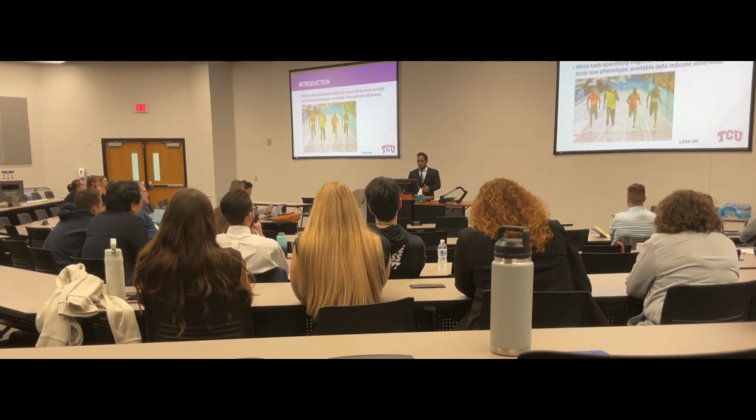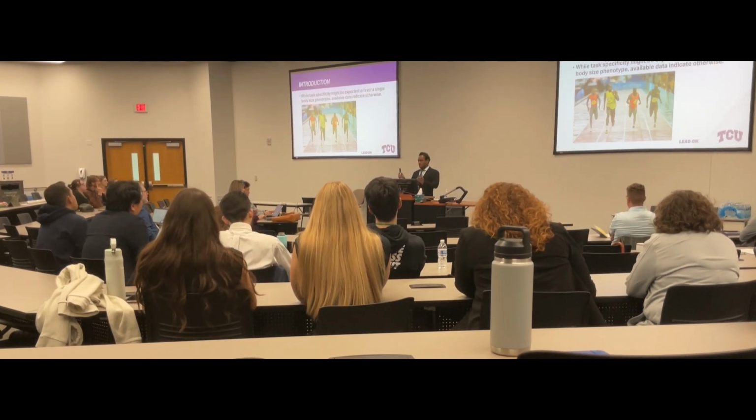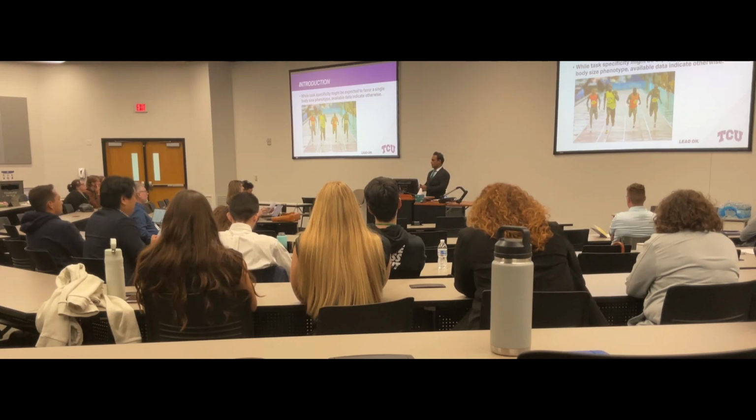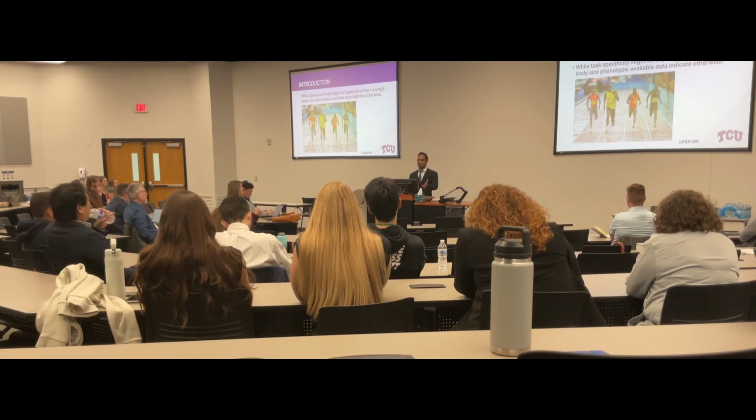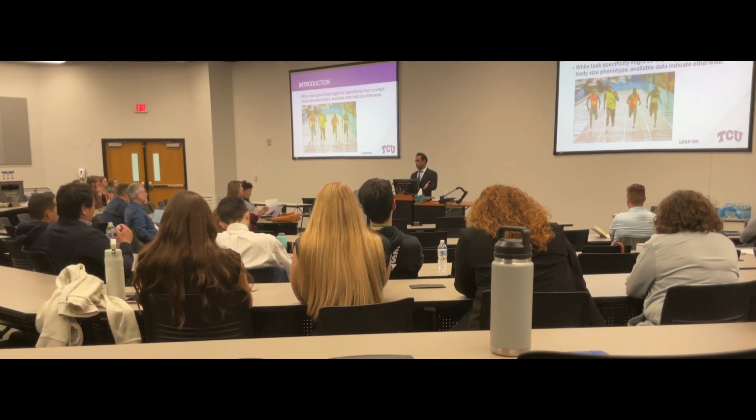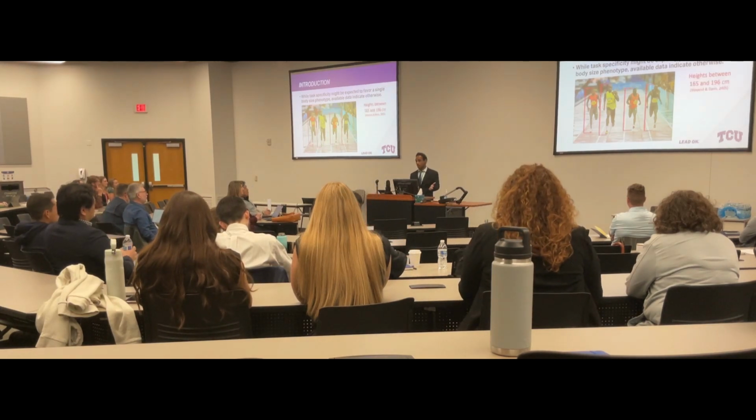So there should be a single body type phenotype, right? If it's a specific task, based on your answers, a tall person should be fast. So all the fastest sprinters should be tall, right? That's not what we found.